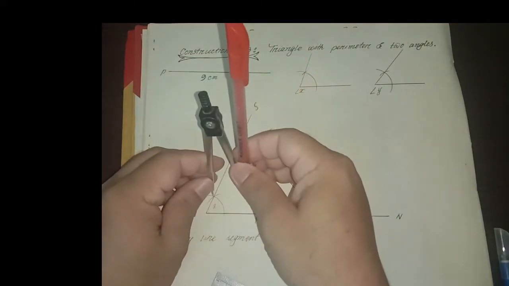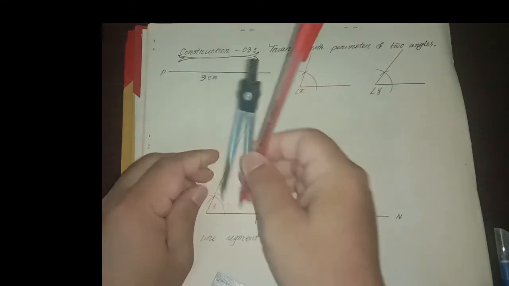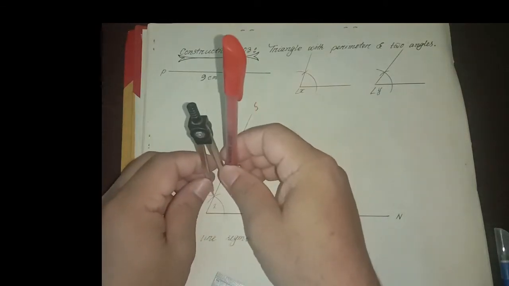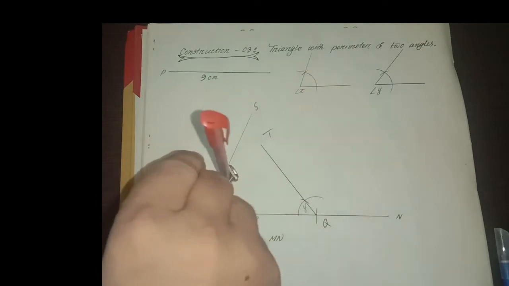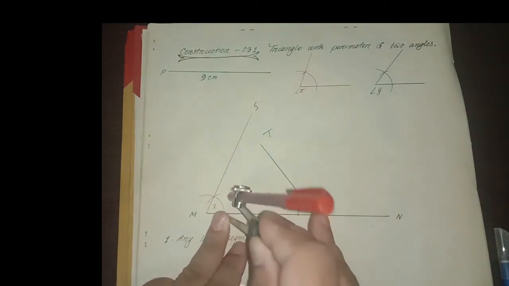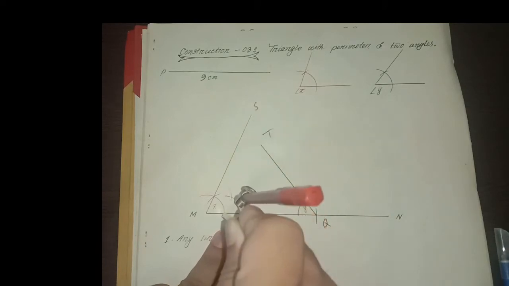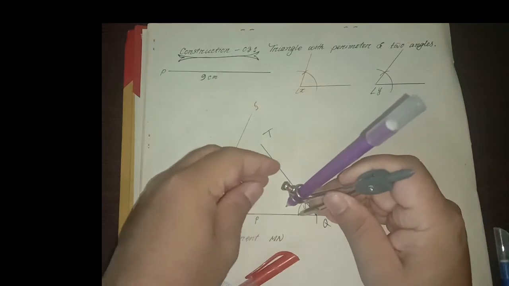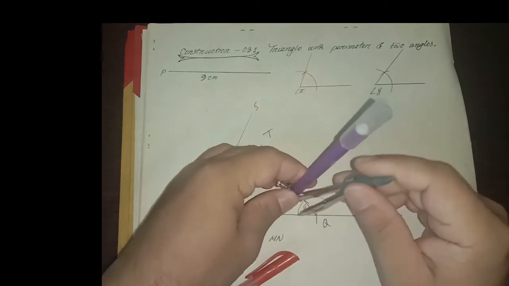So with any convenient measure, at the two ends of the angle, we swing two arcs on the same side of the angle, as you can see, like this. Arc 1 and arc 2. This is my arc 2. And we repeat the same procedure for angle Y. So let us do that.